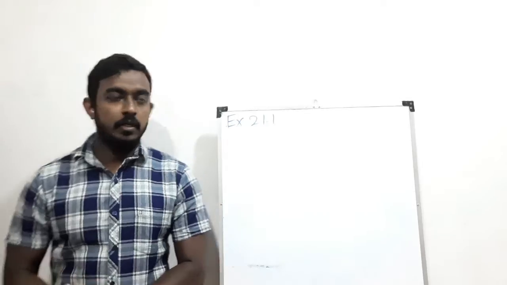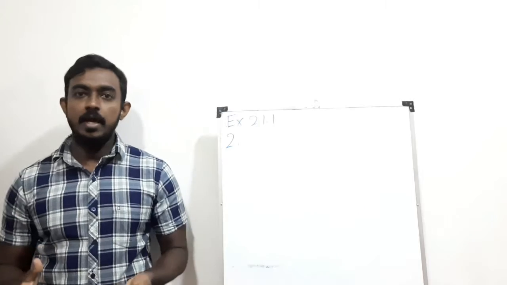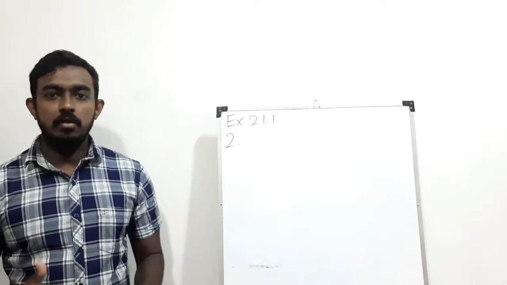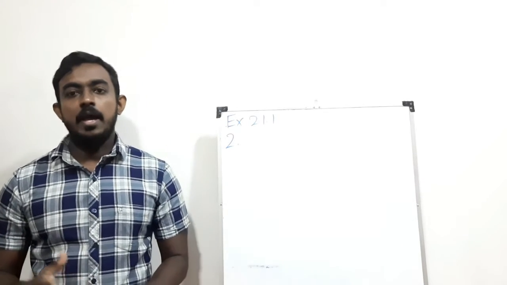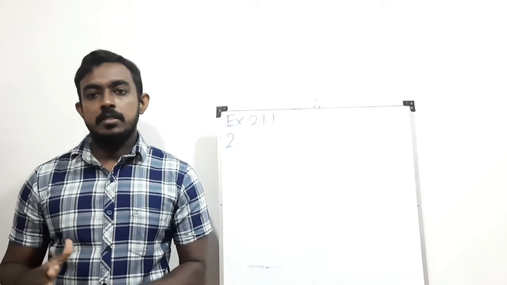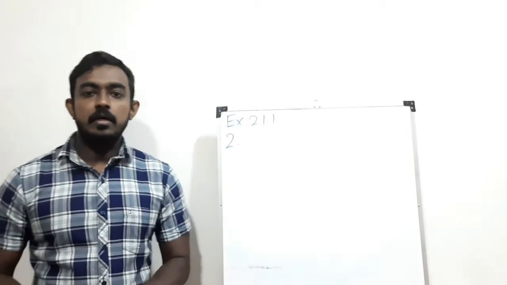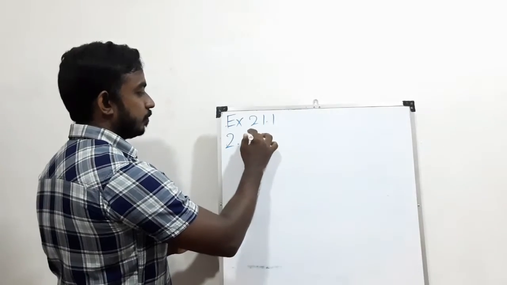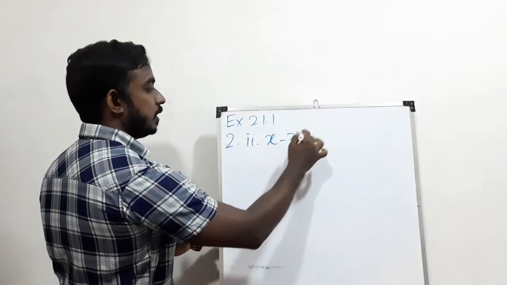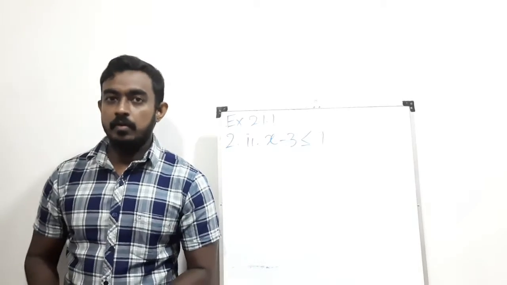Now, let us come to the second question in the same exercise. At there they say that solve each of the following inequalities and represent the solution set on a number line. Okay, let us take the second one, Roman number 2 this time. x minus 3 less than or equal 1. X minus 3 less than or equal 1.